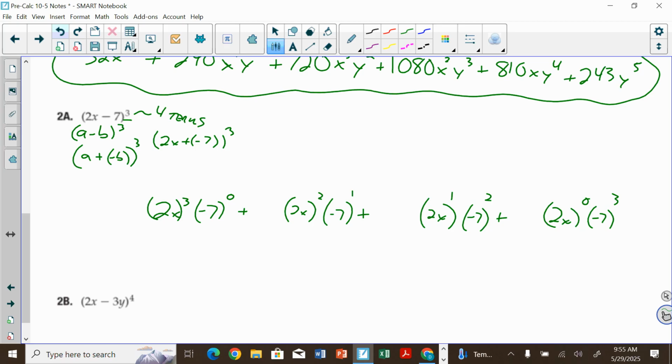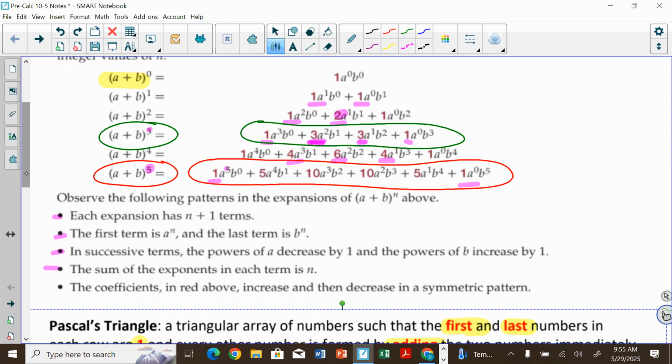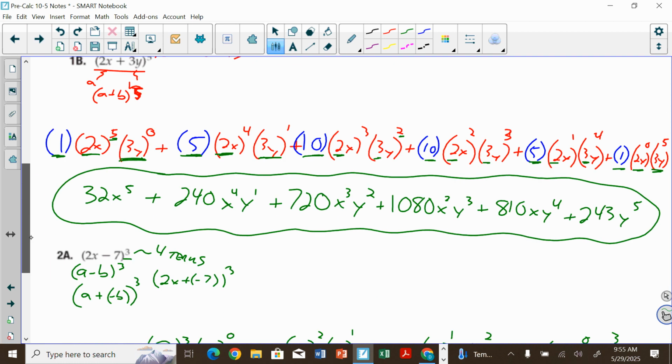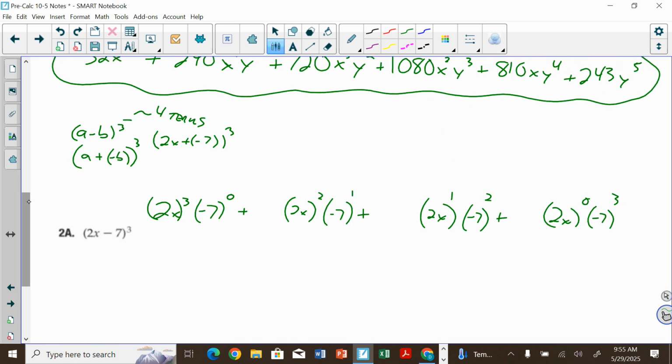All right. Now the coefficients, right? So I'm using this part of the triangle. So it's going to be 1, 3, 3, and 1. So I'm going to write that down here. So 1, 3, 3, and 1. So I can multiply that by 1, by 3, by 3, and by 1.